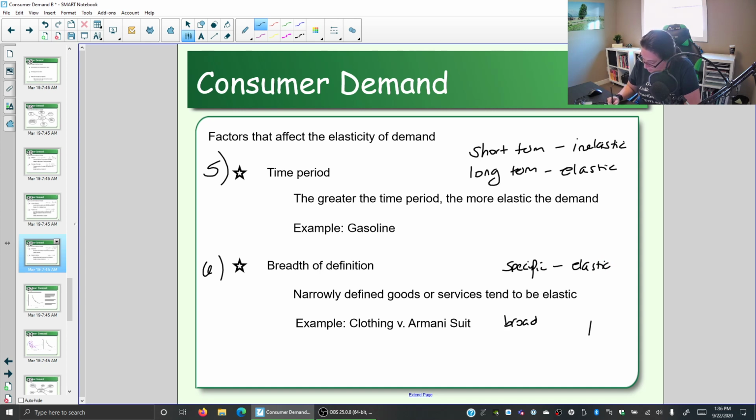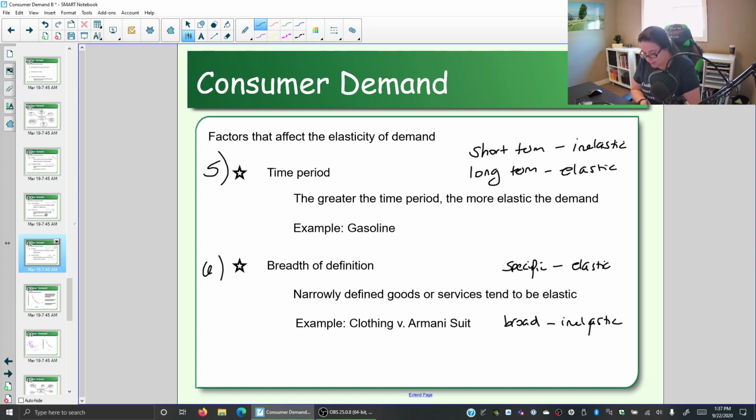Whereas if our definition is very broad, so we talk about all clothing. If clothing doubles in price, all clothing, you're not going to go to work or school naked, so you're going to pay it. So the broader the definition of the product, the more inelastic the demand. We could look at, for example, Kraft dinner. If the price of Kraft dinner doubles, you'll get a different brand. If we're talking about all food, if all food doubles in price, you still have to eat to live, okay? And so you're going to pay it.